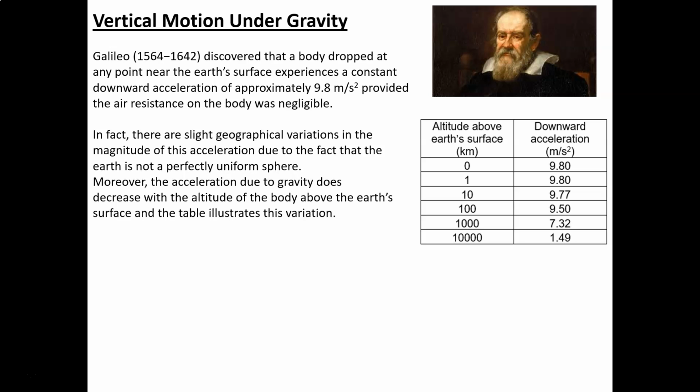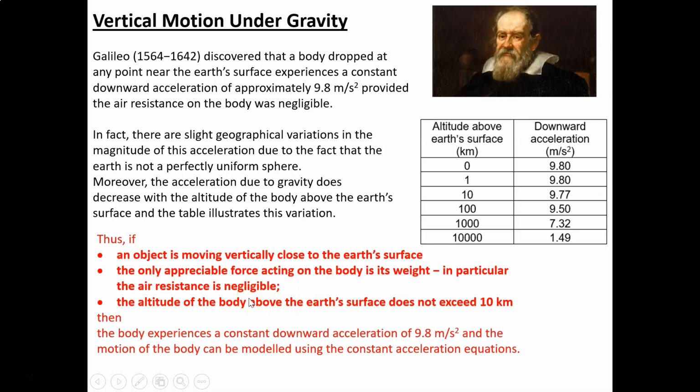Moreover, the acceleration due to gravity does decrease with the altitude of the body above the Earth's surface, and the table illustrates this variation. So if we're at 0 kilometers above the Earth's surface, the downward acceleration is 9.8 meters a second squared. Even if we're at 1 kilometer above the surface, it's still 9.8. Even if we're 10 kilometers above, it's very close to 9.8 meters a second squared.